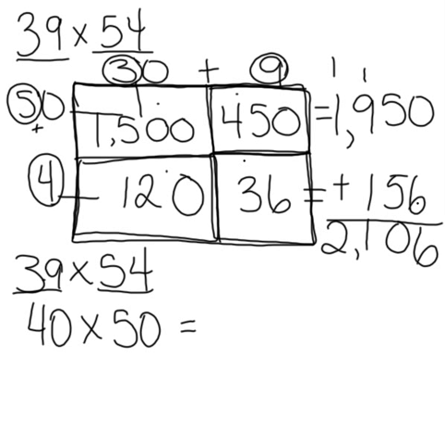So I know 40 has 1 zero and 50 has 1 zero, so that's 2 zeros at the end of my problem. And I'm left multiplying 5 times 4, which is 20. So my estimate was 2,000, and my exact answer was 2,106, which is relatively close. So I know that my answer is accurate.